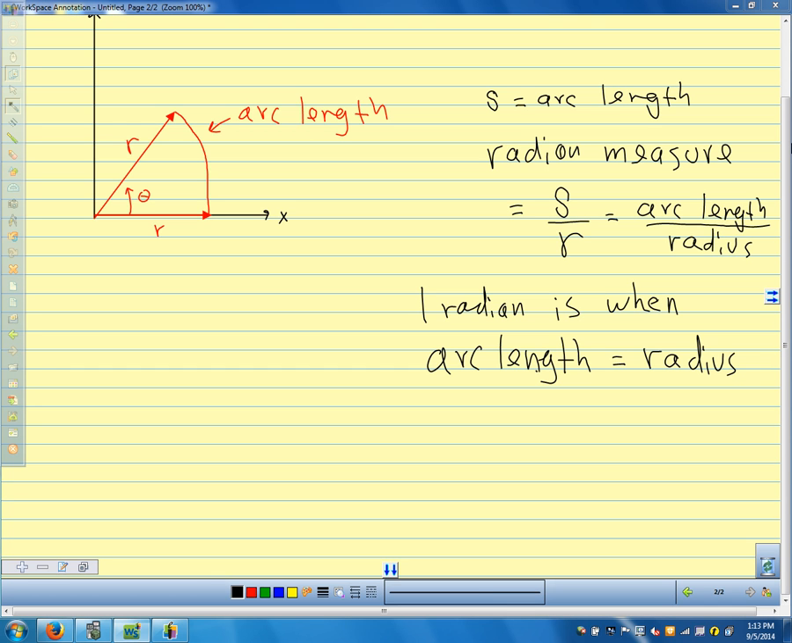What's the special name that we give to the arc length all the way around the circle? The circumference. How do we find the circumference of a circle? What's our formula? 2 pi r. The circumference is 2 pi r. Well, the circumference is the arc length. So S equals 2 pi r. And divide both sides by r. S over r equals 2 pi.